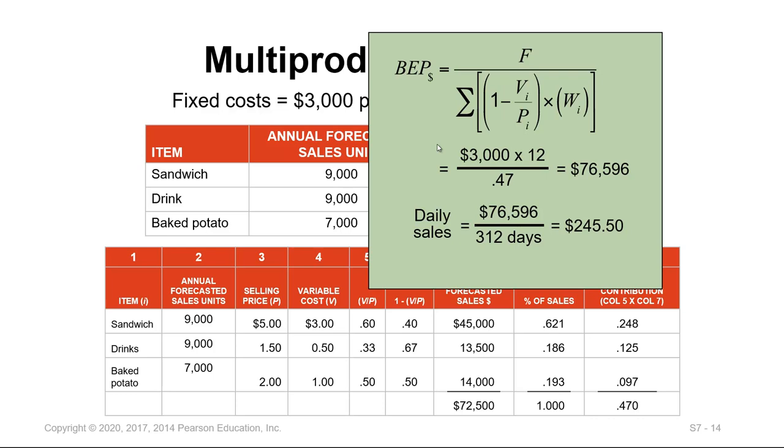$245. To break even, any sales above that will be considered profit. So the limit for us is $245. This is the break-even point. We need to sell more than that to make a profit.